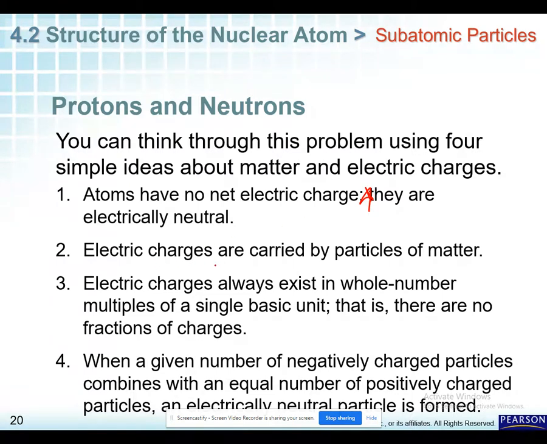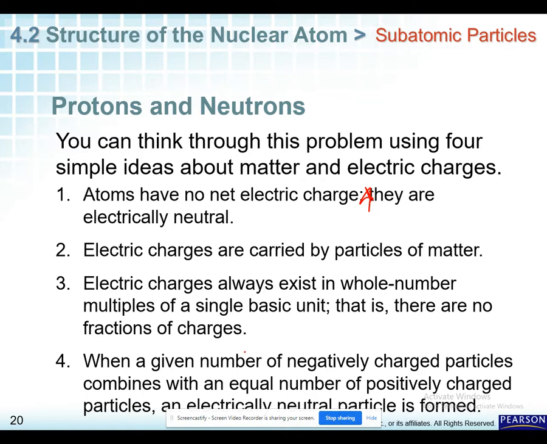2, electric charges can be carried by particles of matter. So if it loses a negative charge, we know that there's usually a charge left. We also know that electric charges exist as whole number multiples, and there's no fraction of a charge. So you can't have half of a negative charge or 2.5 of a negative charge. It has to be a -1 or a -2.